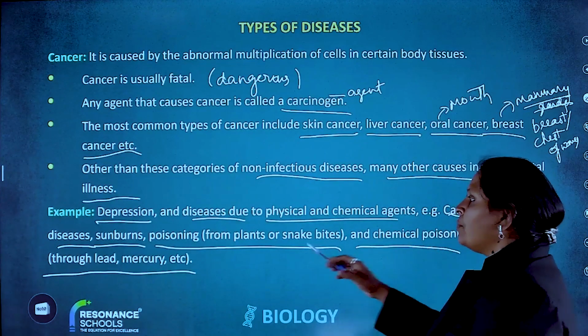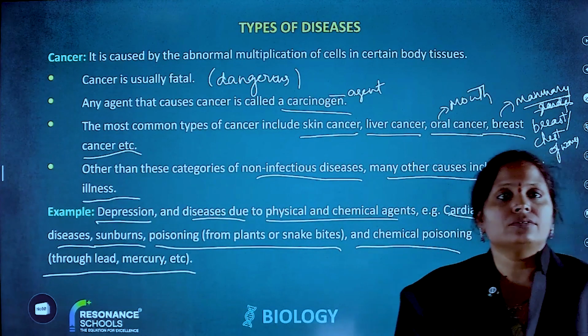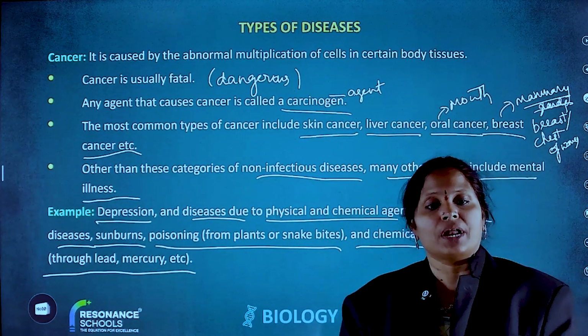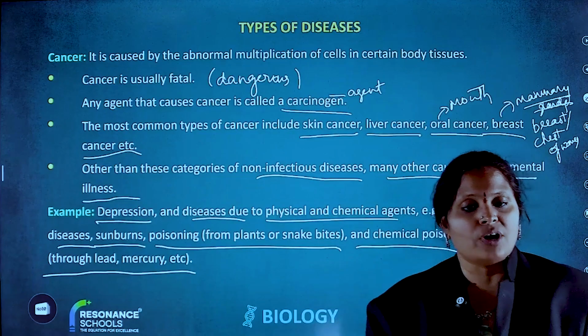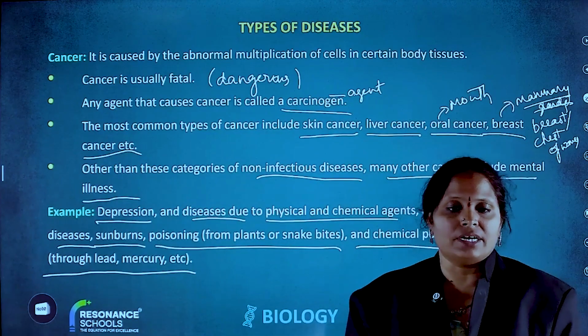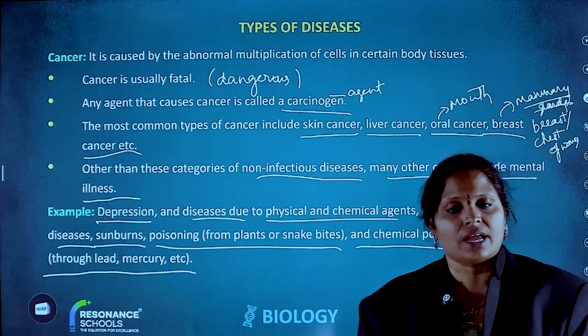And chemical poisoning like lead and mercury. So when we eat in plastic plates, those chemicals enter our body, which causes poison to our body, and ultimately those are all cancer. Little mercury can kill us.